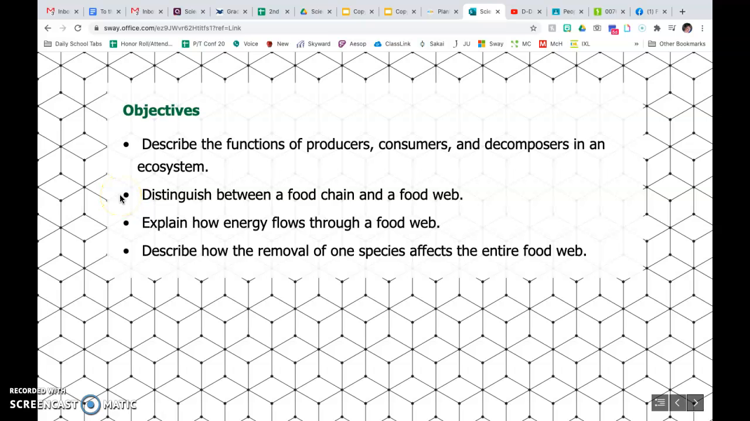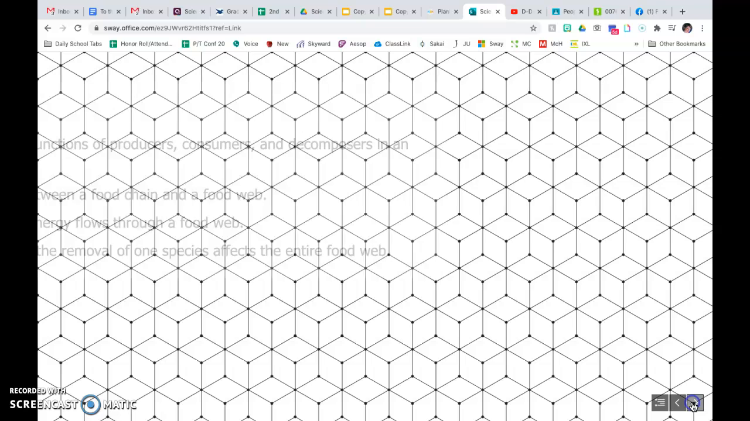So at the end of today's lesson, you should be able to describe the functions of producers, consumers, and decomposers in an ecosystem. Distinguish between a food chain and a food web. Explain how energy flows through a food web. And describe how the removal of one species can affect the entire food web.